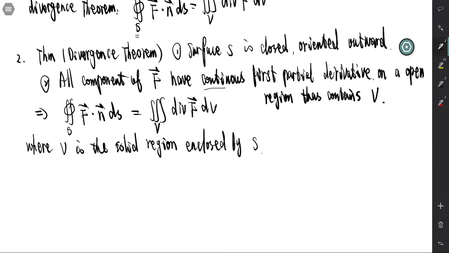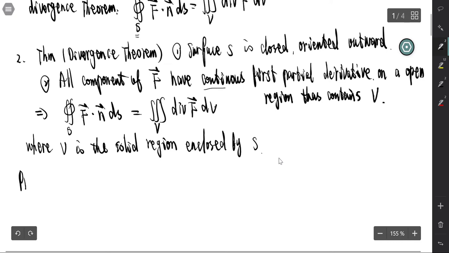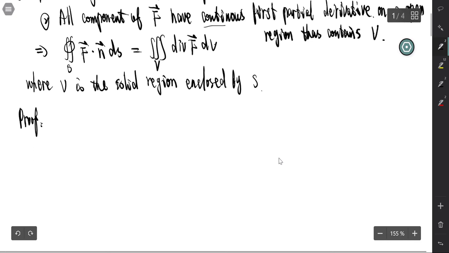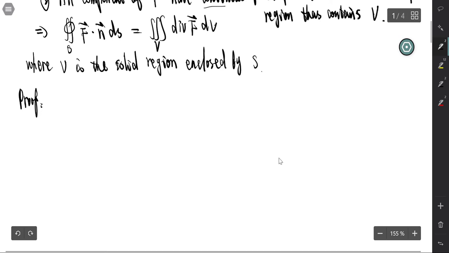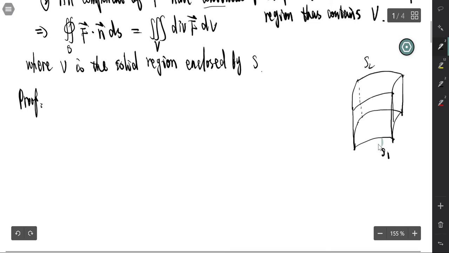The proof is a little similar to Green's theorem. Suppose that S consists of six surfaces. The bottom surface is S1, the top surface is S2, and there are four vertical surfaces: S3, S4, S5, and S6.